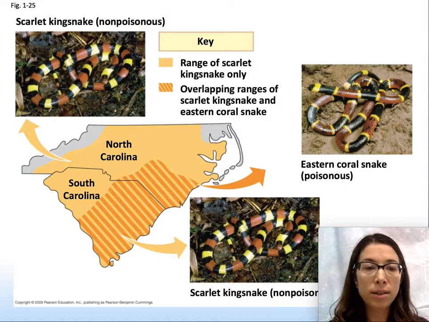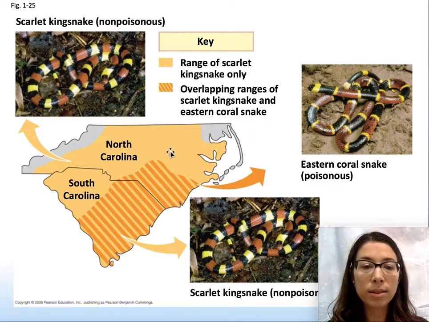If the brightly colored snake, the non-poisonous one, is present in an area, so all of this orange area without the lines, are areas where the non-poisonous colorful snakes are present on their own.